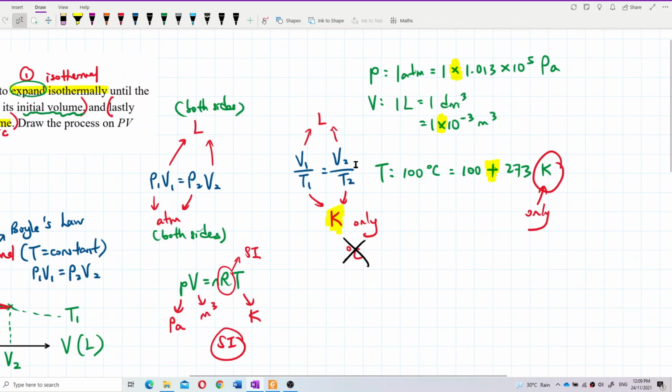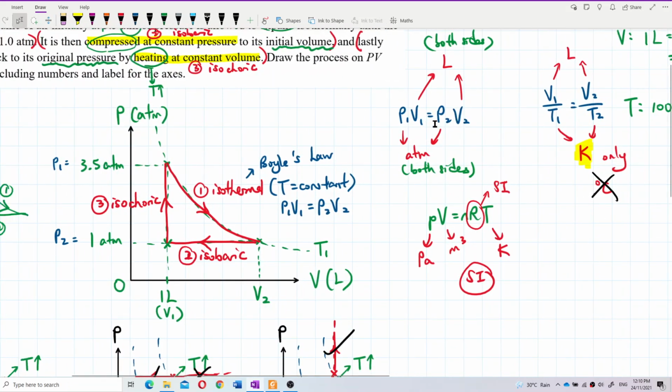But for temperature, you cannot cancel both sides. Because if you use Kelvin, the value is different from degree Celsius, because it's a plus sign. It's not a multiply sign. So temperature, no matter how, must be in Kelvin. Cannot be degree Celsius. But for the volume here, you can maintain as liter because you can cancel both sides. The multiply exponent -3.